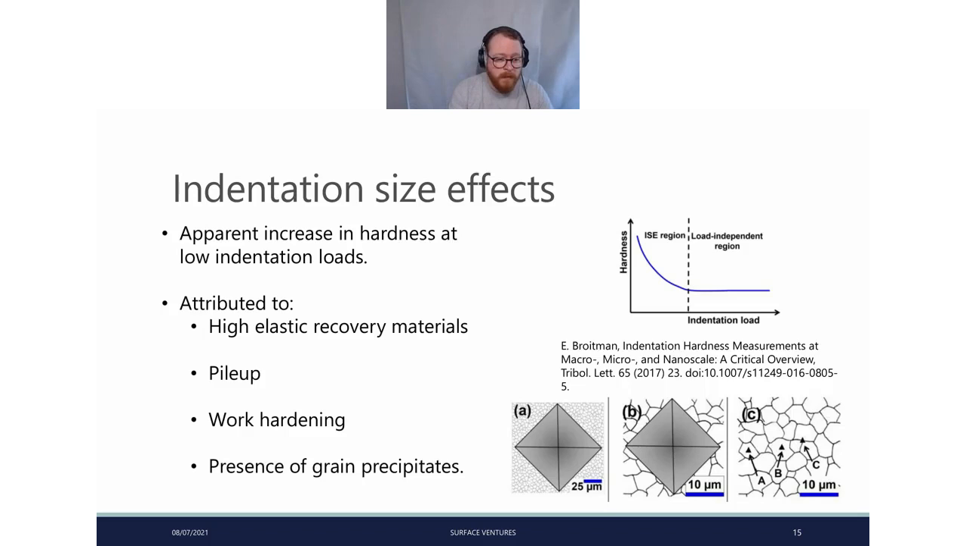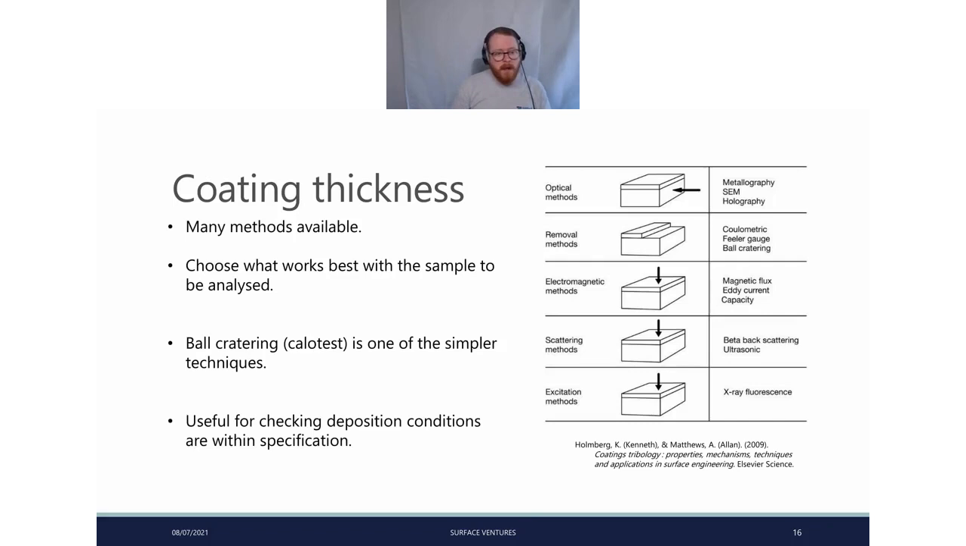And this has been attributed to various things, you know, pile up, work hardening, grain precipitates, or high elastic recovery materials. Coating thickness, there are multiple methods to measure this. The one thing I would say, again, there's no one thing that works for everything. The best thing to do is to pick what works best for your sample.